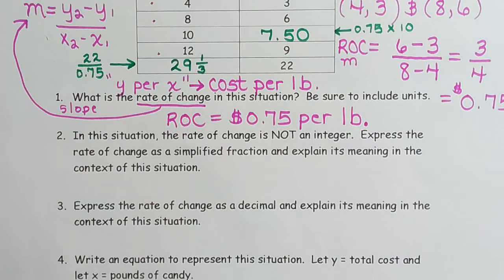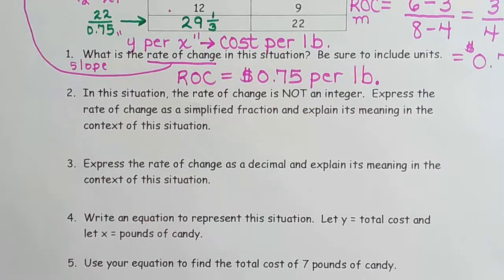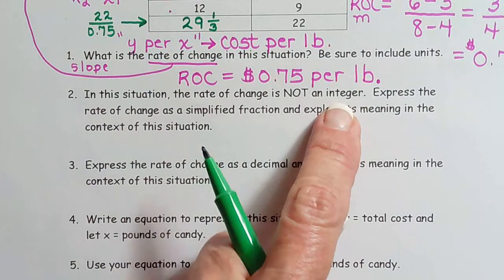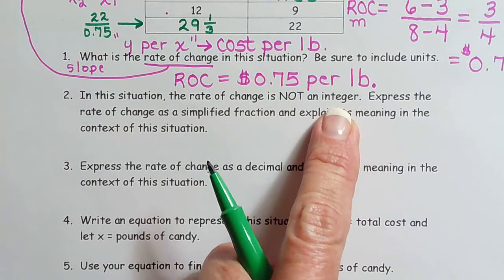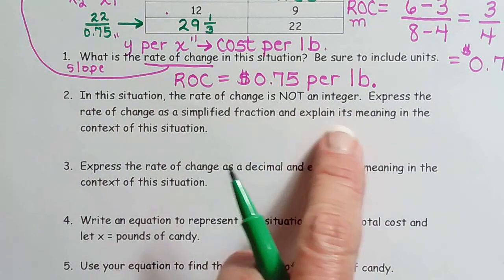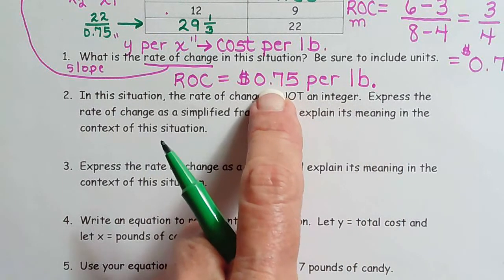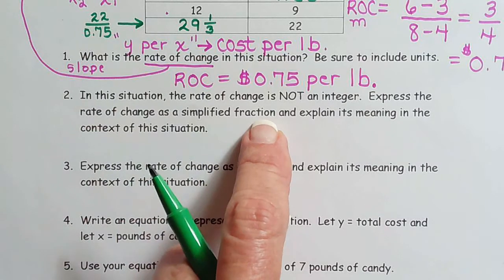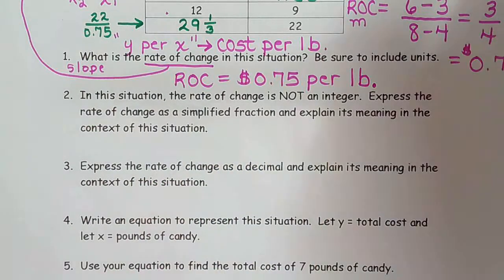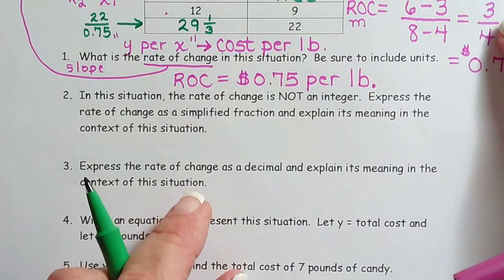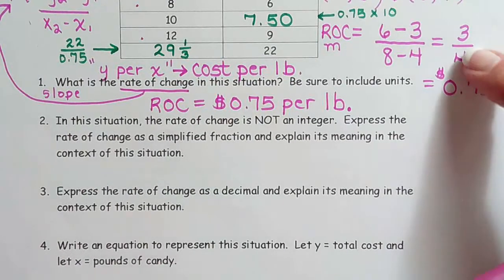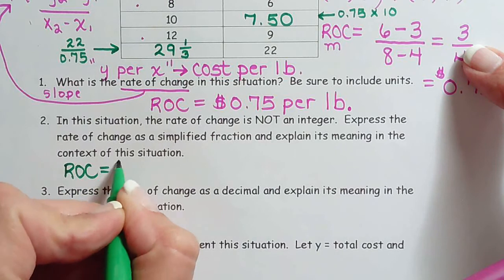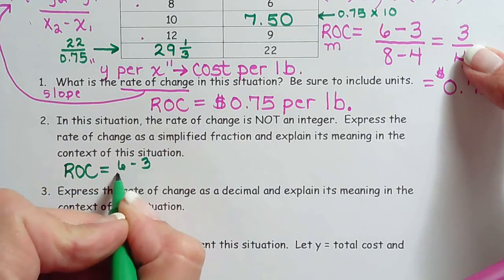Okay, so let's go ahead and see what the next question is. So in this situation, the rate of change is not an integer. That means like a whole number and its opposite, 5, -5, 7, -7. And it's not an integer, it's a decimal. Express the rate of change as a simplified fraction and explain its meaning. So we already know what it was as a simplified fraction. So rate of change equals, and let's just go ahead and write this work here just so we know where it came from.